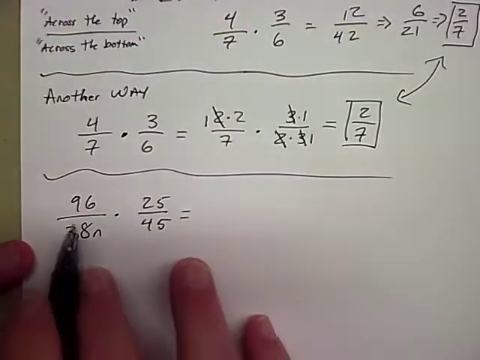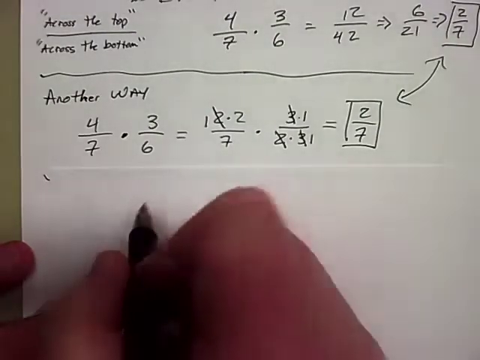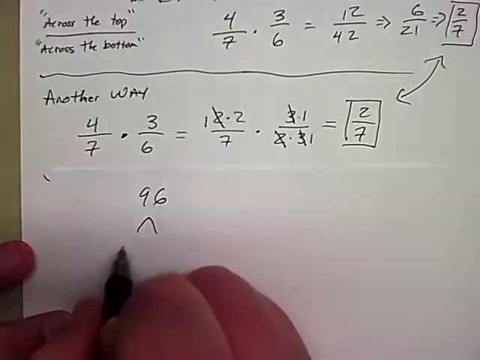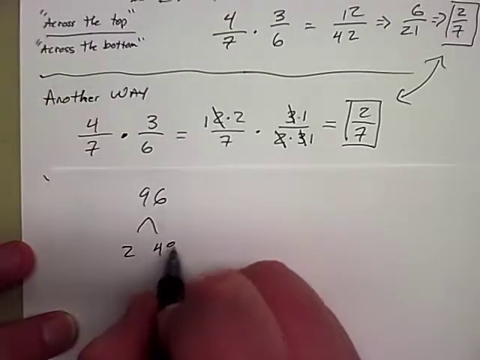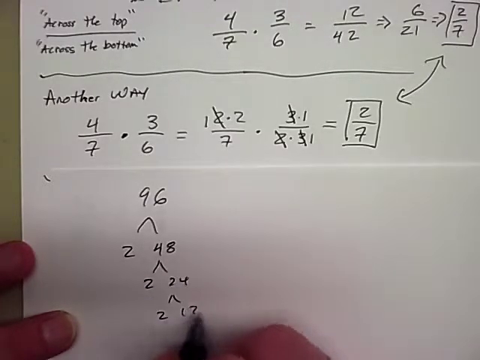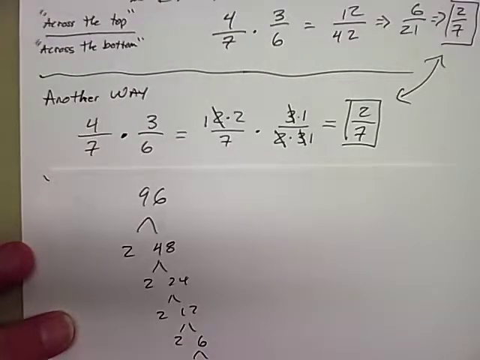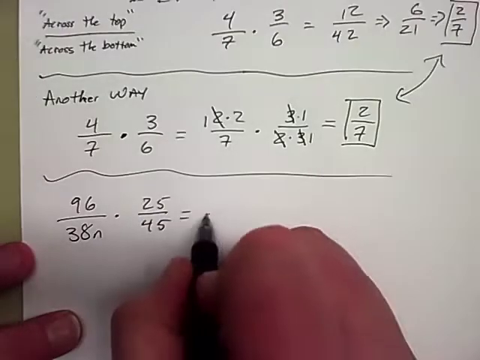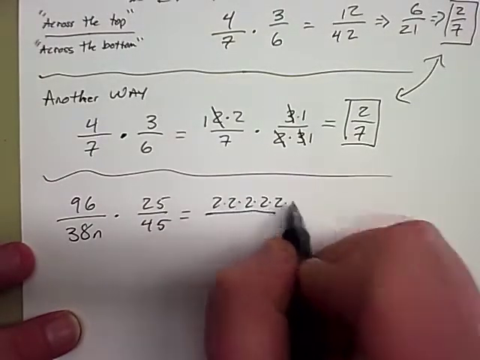So, 96, let's get some scratch paper out on this one. 96 is 2 and, oh, goodness gracious, we're looking at 48. That's 2 and 24, 2 and 12, 2 and 6, 2 and 3. So 1, 2, 3, 4, 5 2s and a 3.